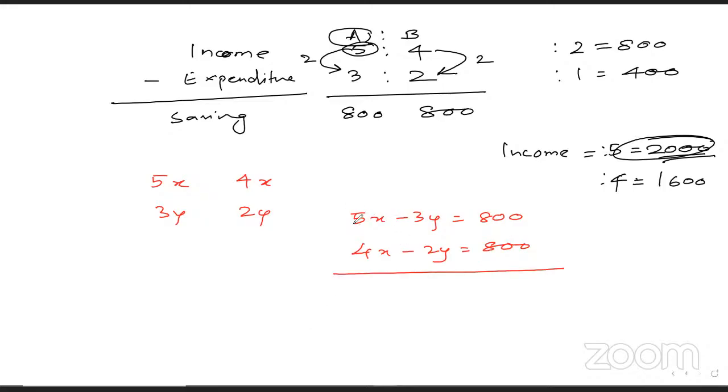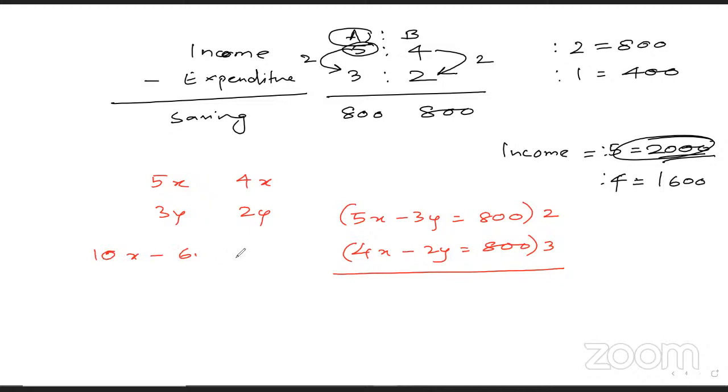We have to find 5x, that is the income of A. So how are we going to do it? We are going to equalize the expenditures. So what I will do is multiply this by 2 and multiply this by 3.